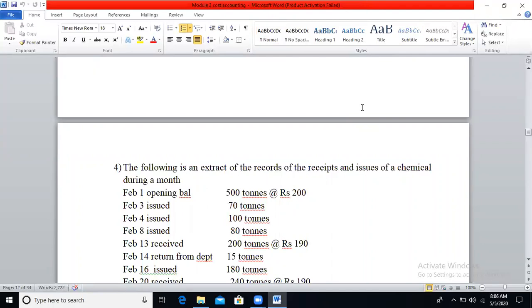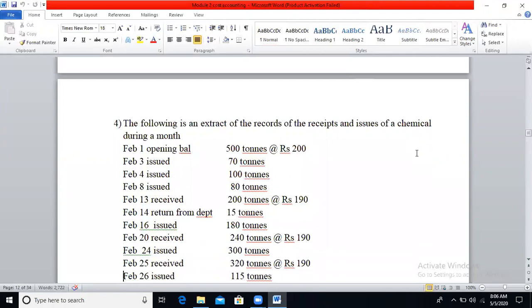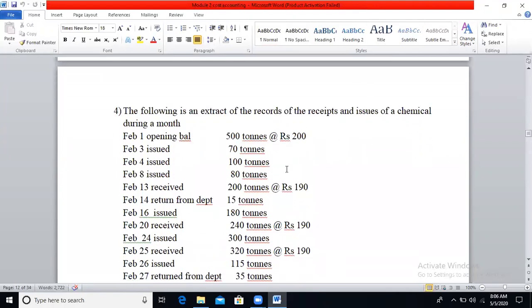The following is an extract of the records of the receipts and issues of a chemical during a month. So they have given transactions related to February month. February 1st opening balance 500 tons at rupees 200. February 3rd issued 70 tons. February 4th issued 100 tons. February 8th issued 80 tons. February 13th received 200 tons at rupees 190.